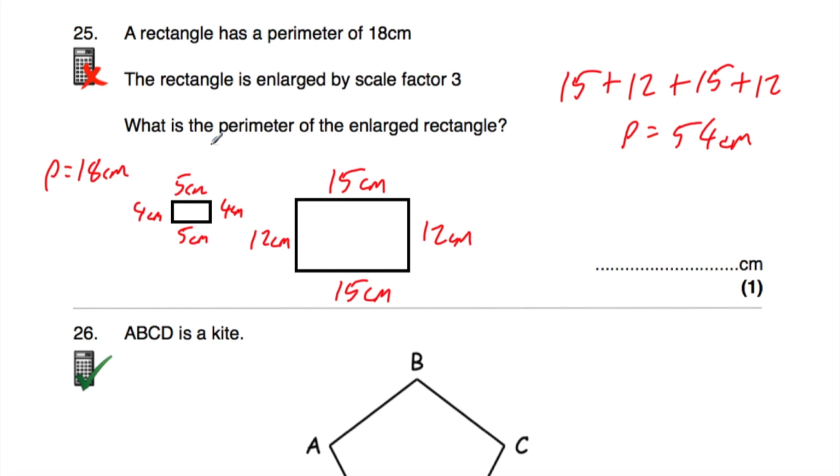Now there is an easier way to do that. Because we know it's a rectangle, and if we're enlarging by a scale factor of 3, we can just multiply the perimeter by 3. 18 times 3 is 54. So the perimeter of the larger rectangle will be 54 centimeters, and that's it.